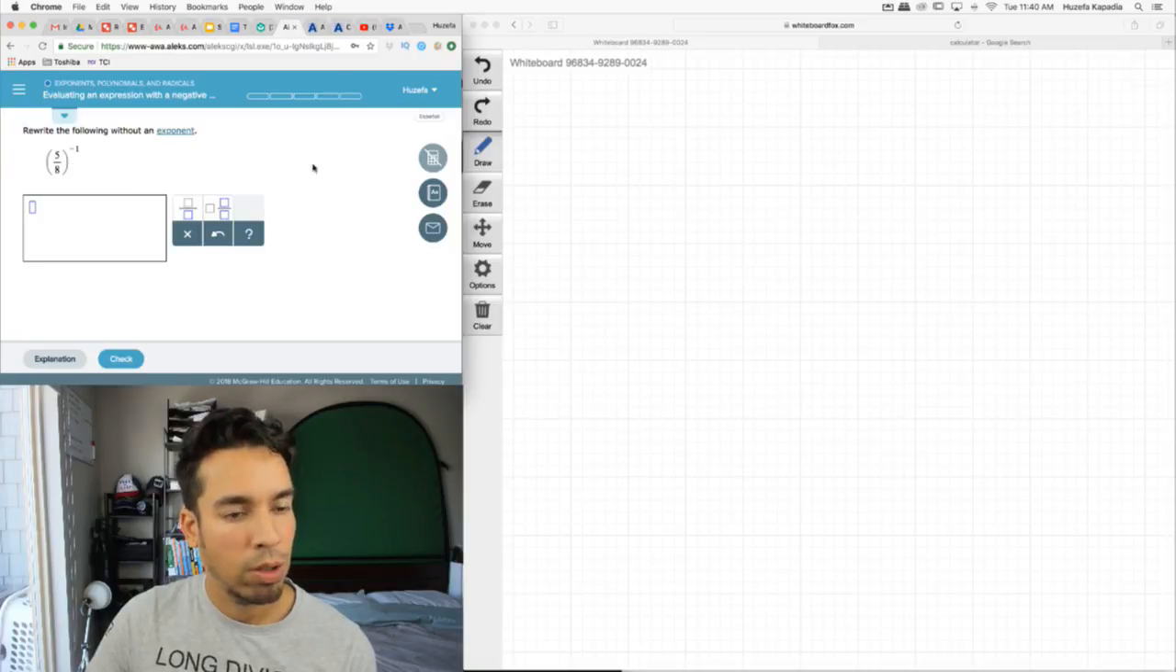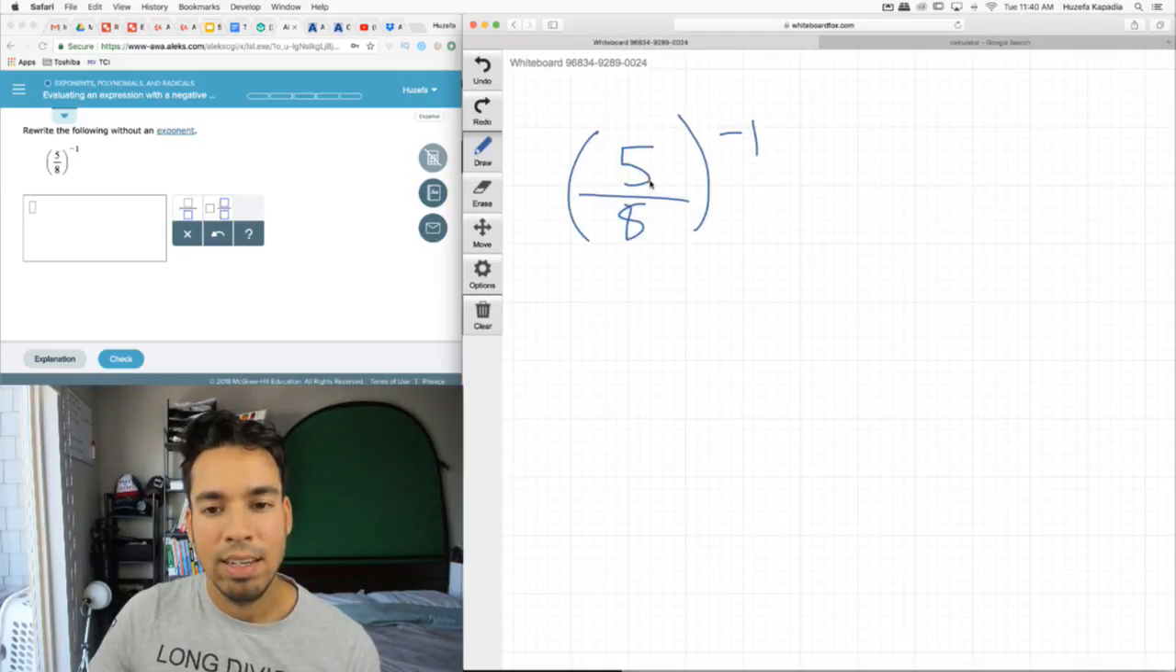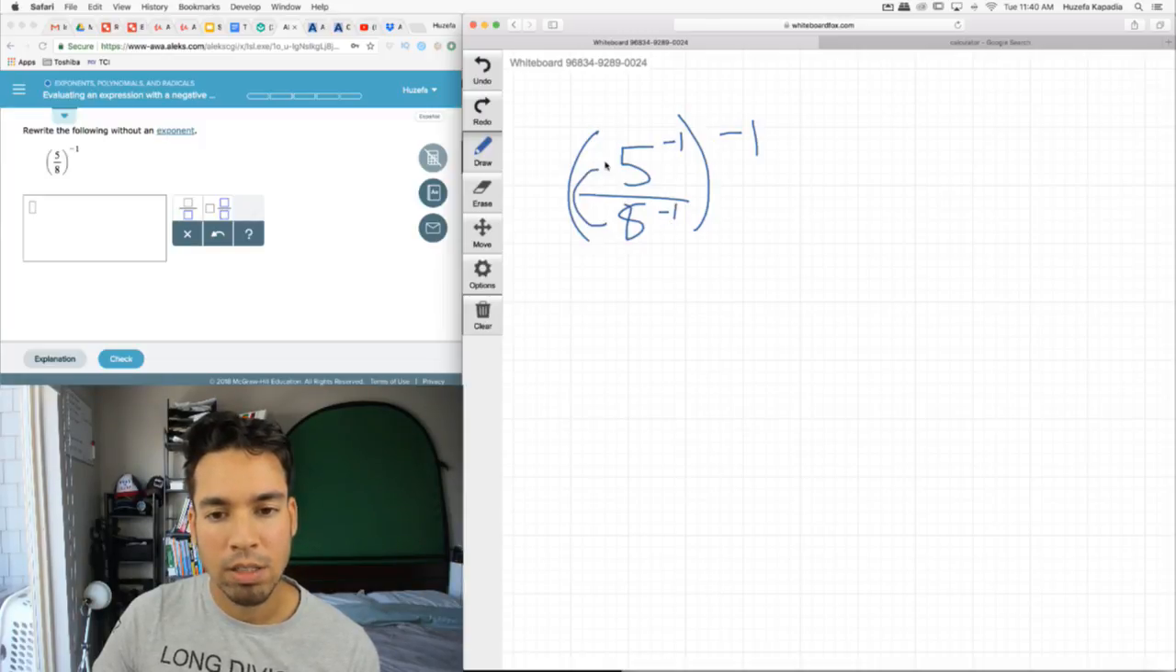All right, next, rewrite the following without an exponent. So guess what? If we have a fraction, and we're raising it to a -1, it's like both of these have a negative exponent, which means to turn them positive, they just kind of flip with each other. So it becomes 8 over 5, and that's it.